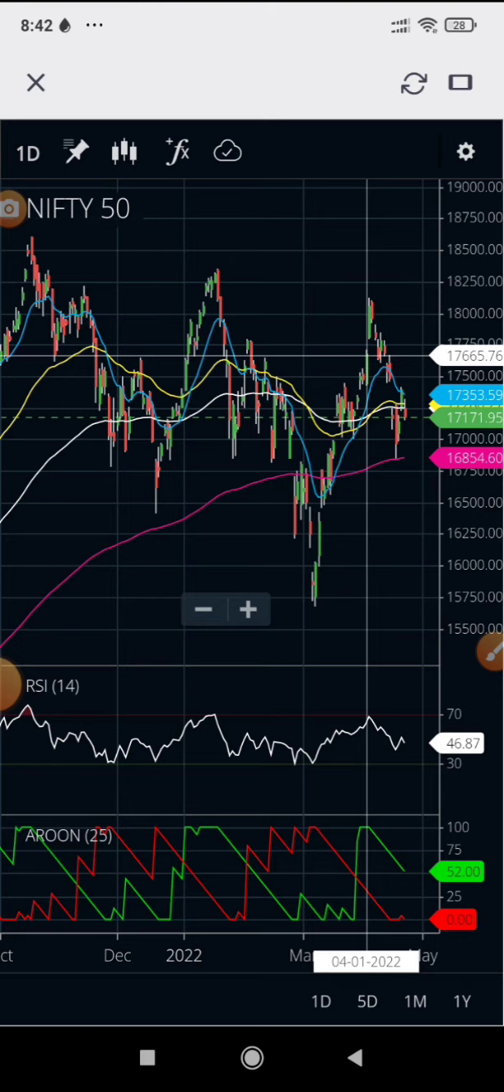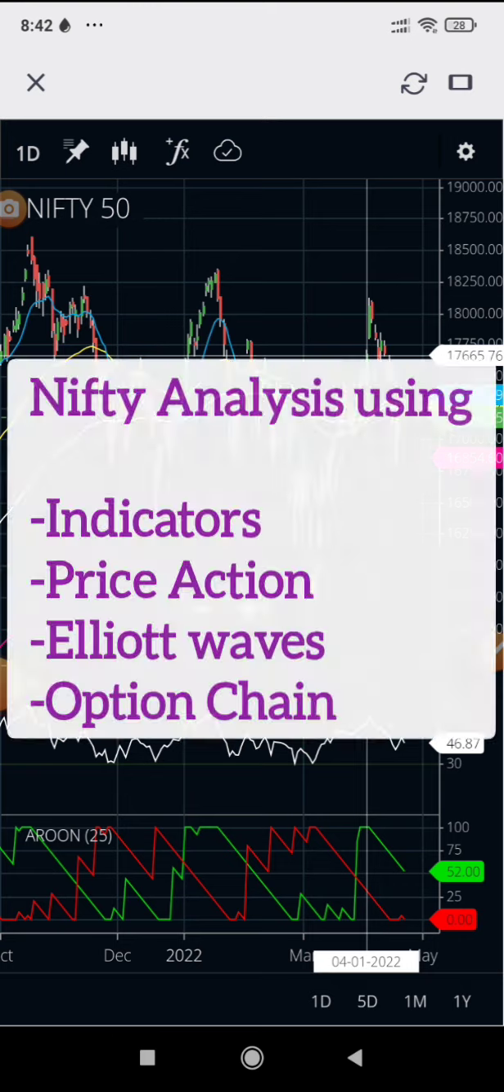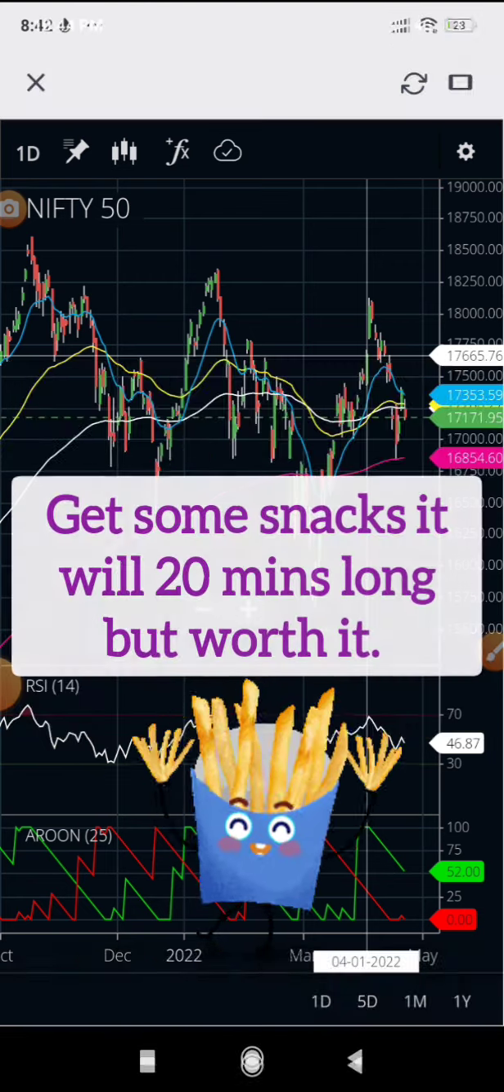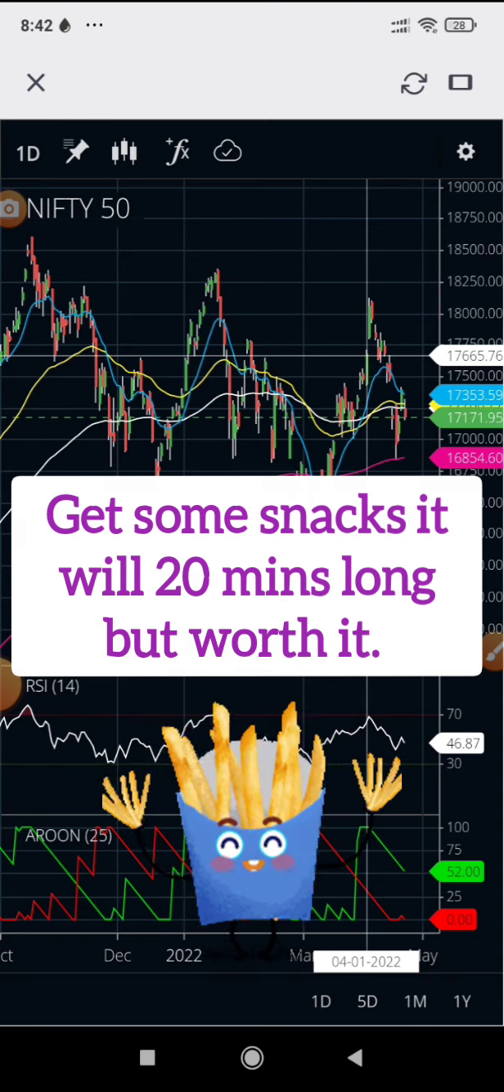We will do the Nifty analysis using 4 methods. We will take a 360-degree view. We'll first check indicators, then check price action, then check Elliott waves, and then at the end we'll check the option chain data. So we'll try to get an idea of Nifty's move for the next week.